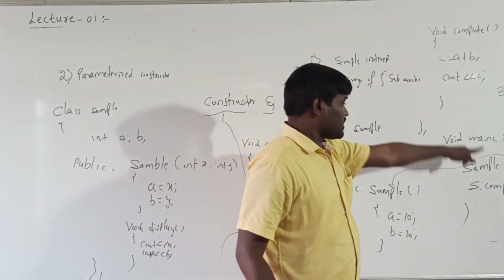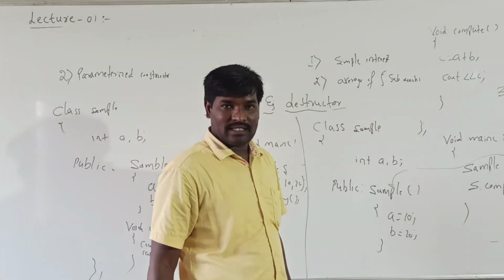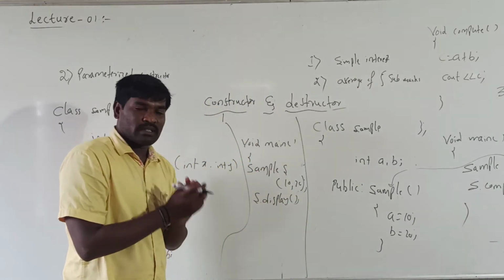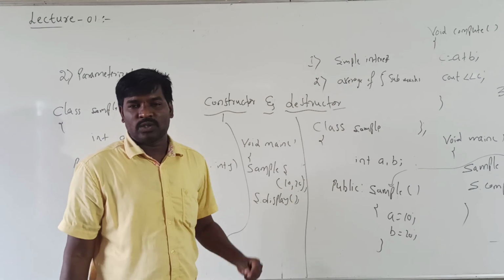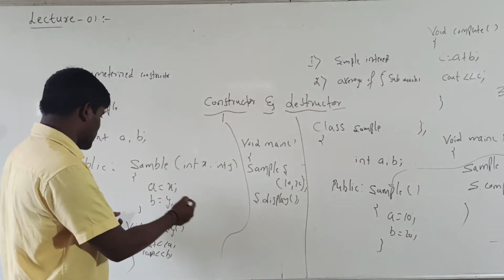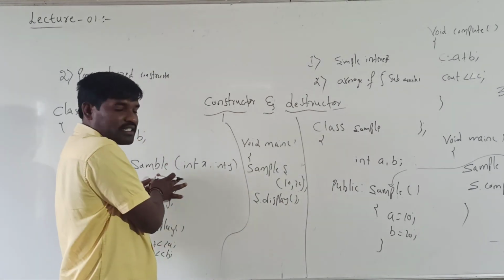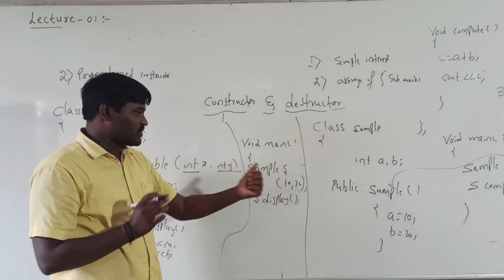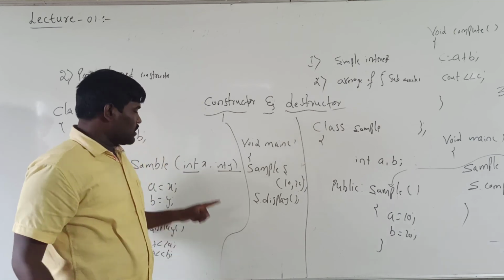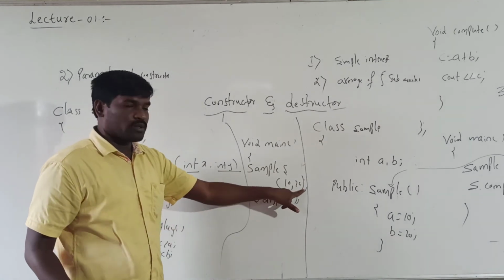See here, first sample s means it will call the constructor, but here also sample s, but here in the bracket I have to mention two values, that is 10 and 20. Why we have to mention two values is because this constructor consists of two variables of integer type. That's why I have to mention two values. First 1 2, here also 1 2.